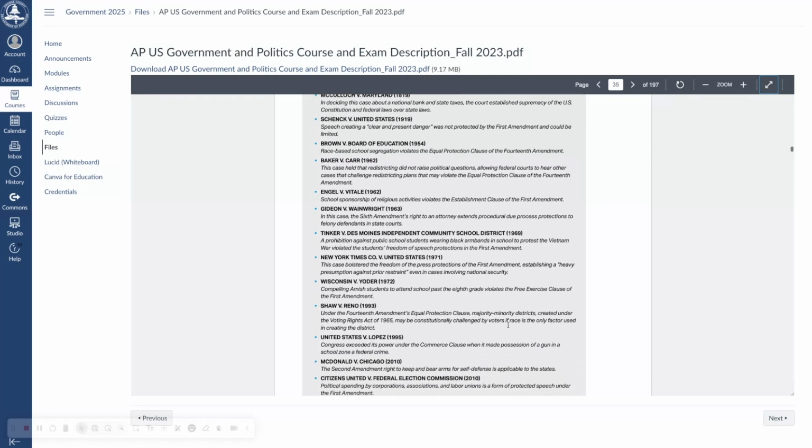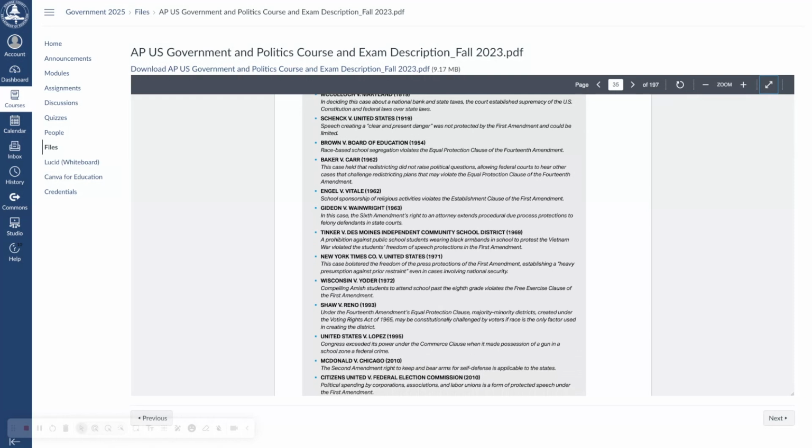Tinker versus Des Moines Independent Community School District, 1969. A prohibition against public school students wearing black armbands in school to protest the Vietnam War violated the students' freedom of speech protections in the First Amendment. New York Times Company versus the United States, 1971. This case bolstered the freedom of the press protections of the First Amendment, establishing a heavy presumption against prior restraint, even in cases involving national security.